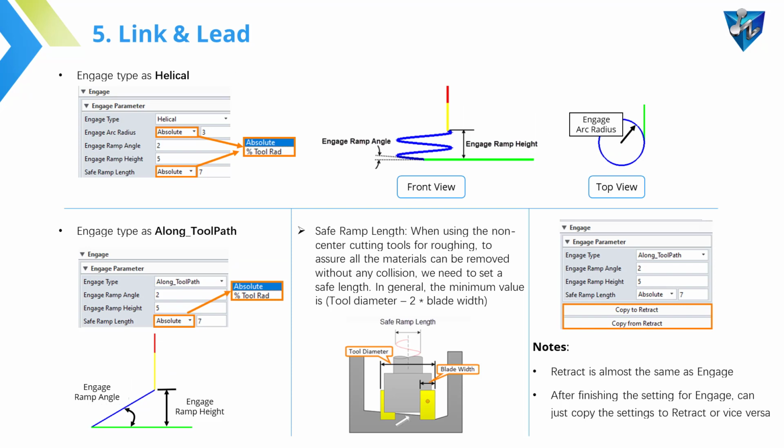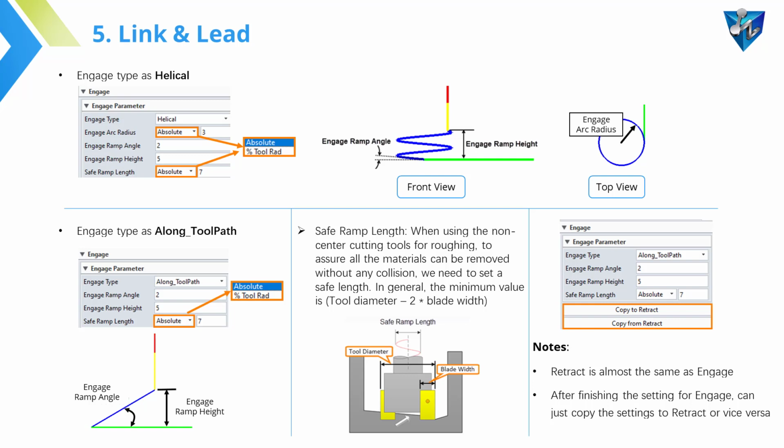Next is the helical. For the related parameters like engage ramp height, engage ramp angle, and the engage arc radius, please refer to these 2 images. Then the last one, along toolpath. Before the cutting toolpath, there will be a ramp engage toolpath along the cutting toolpath. For the related parameters like engage ramp angle and engage ramp height, please refer to this image.